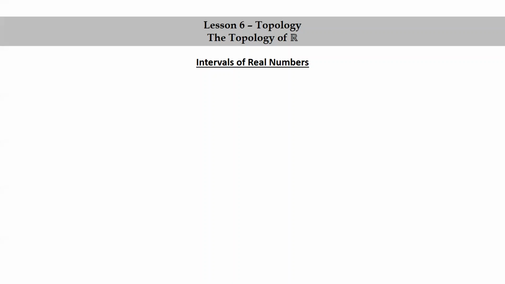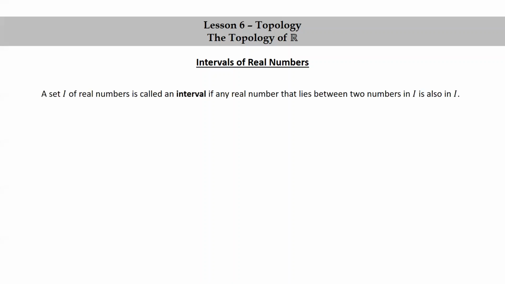Intervals of real numbers. A set I of real numbers is called an interval if any real number that lies between two numbers in I is also in I. Symbolically, we can write like this.